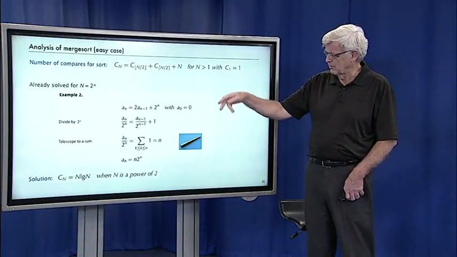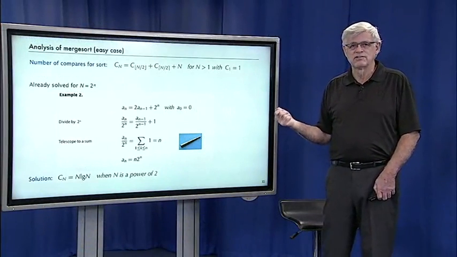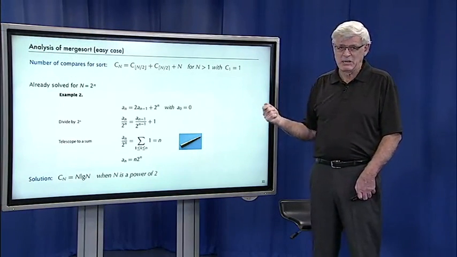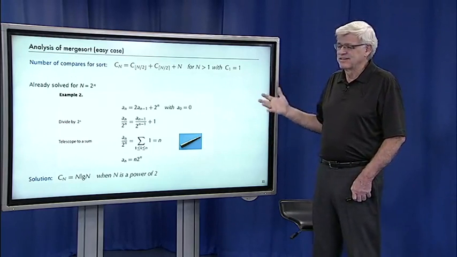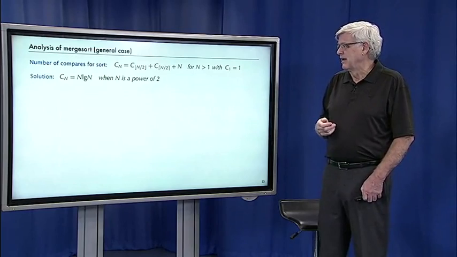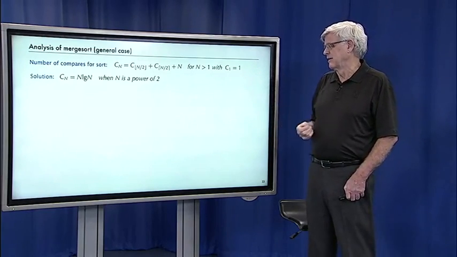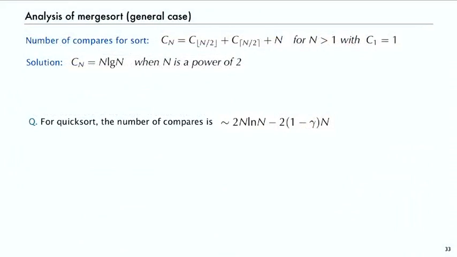In terms of the original, it means that C_N equals N log N when N is a power of 2. But what if N is not a power of 2? So that's the next question to address.